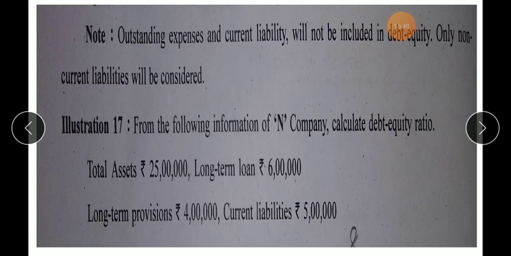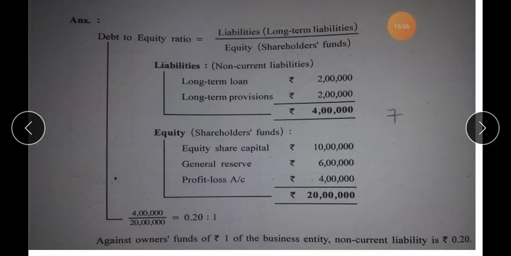Yes, the next illustration that we are going to understand is illustration 17, but before that I can see an important note here. Outstanding expenses and current liabilities will not be included in debt equity. Only non-current liabilities will be considered. Obviously, why only non-current liabilities are considered? Because in the given formula, it clearly says long-term liabilities. So obviously, you cannot consider current liabilities here.